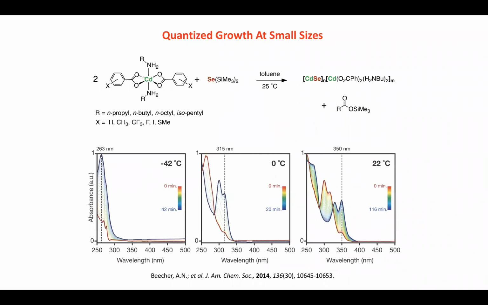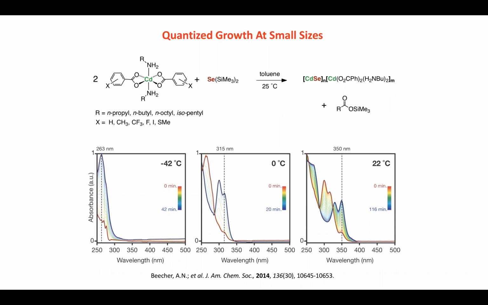So here's an example synthesis of one of these materials beginning from cadmium benzoate amine complex. And this particular reaction was conducted using this trimethylsilylselenide, or hexamethyldisilselenane. And these two reagents actually react with one another at pretty low temperatures. At minus 40 degrees, the silicon will transfer to the carboxylate and you produce cadmium selenide at the end. That cadmium selenide is supported by benzoate ligands and primary amine ligands. The byproduct is that same trimethylsilyl ester.